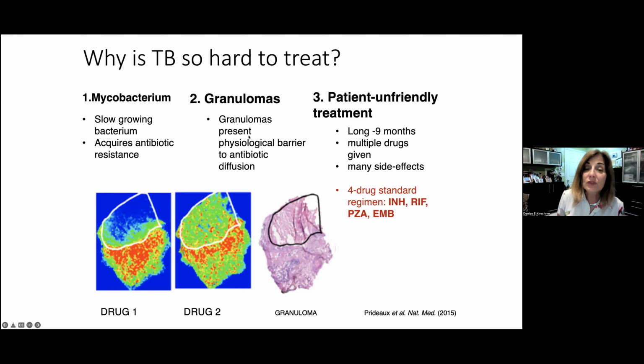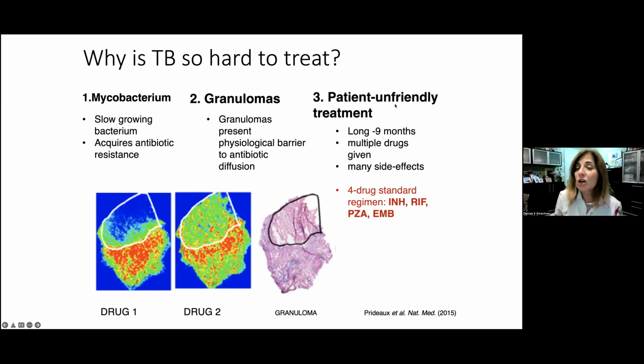The second thing is we've got these granulomas, which are a physiological barrier. So if you give antibiotics, here's one drug, it doesn't get into this necrotic core. This drug does get in, but not as much as it is on the outside. So you have this heterogeneous environment where you want these drugs to penetrate.